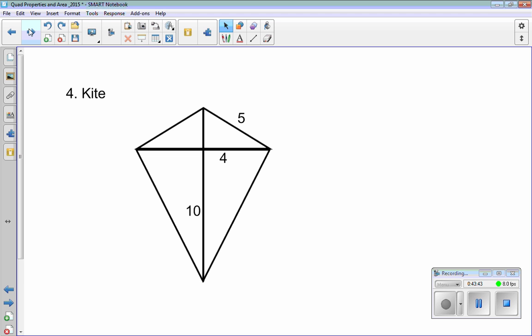Can I do the same thing with the kites that I did with the rhombuses? Are there 4 congruent triangles here? Not 4. I have 2 pairs of congruent triangles, though, don't I? Or could I just do this? Could I just find the area of that triangle and the area of that triangle and add it together? Wouldn't that work too? Divide it up into 2 triangles that I can find the area of. Do I have the information needed to do that?